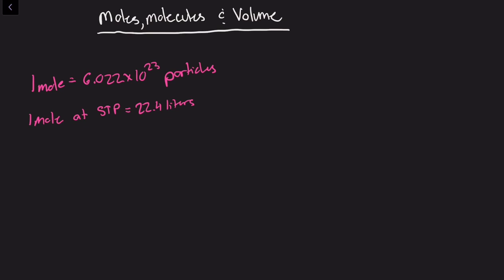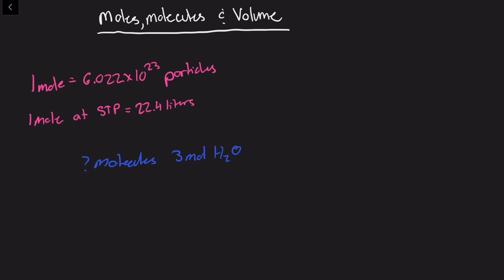So let's look at our first example. If we're asked how many molecules are in 3 moles of H2O, how can we solve this? Well, we want to use Avogadro's number, our very first one, 6.02 times 10 to the 23rd. We're going from moles to molecules.